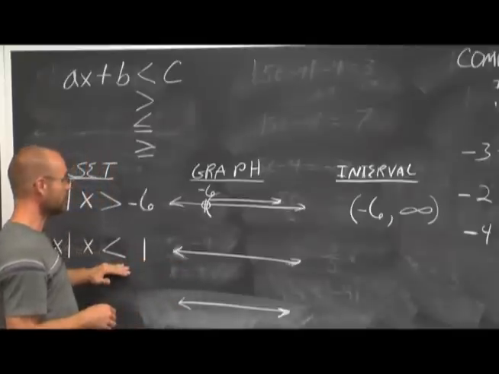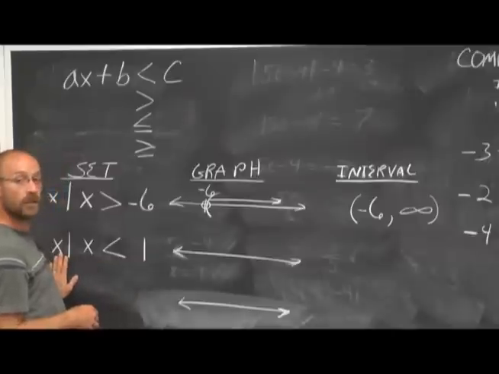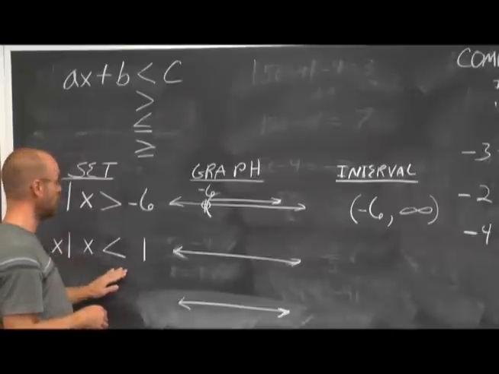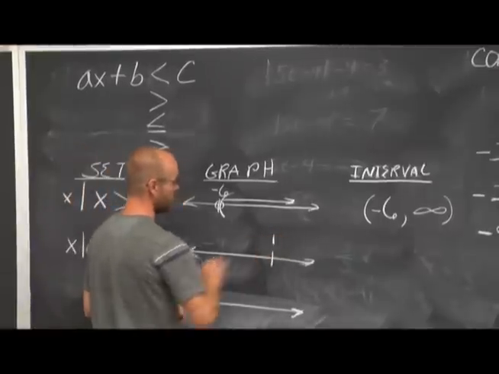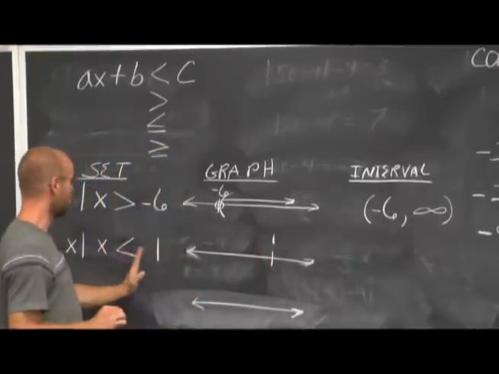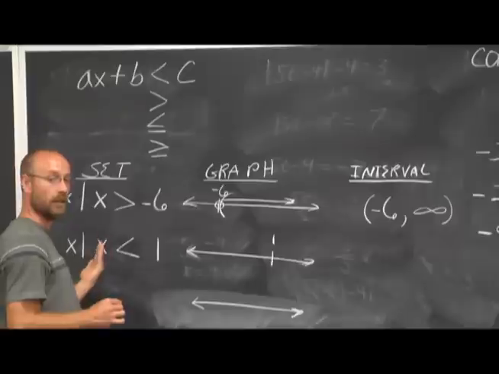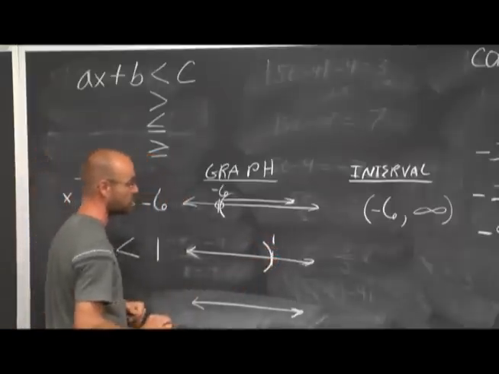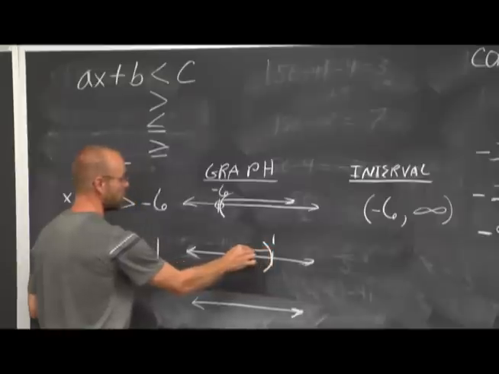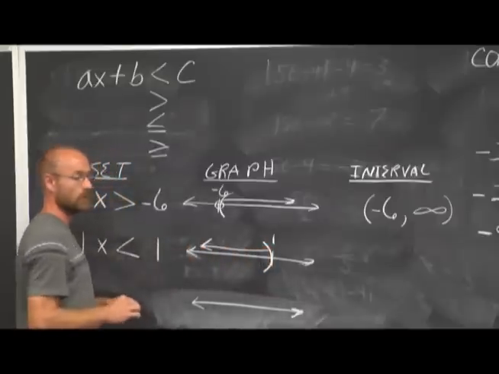Now, if we look at our next example, we have x such that x is less than 1. And if we graph that, let's say 1 is over here. Well, x is less than 1. That means it lies to the left of it on our number line. So again, it does not equal, so I'm going to use a parenthesis, and I'm going to draw an arrow to indicate any value to the left.